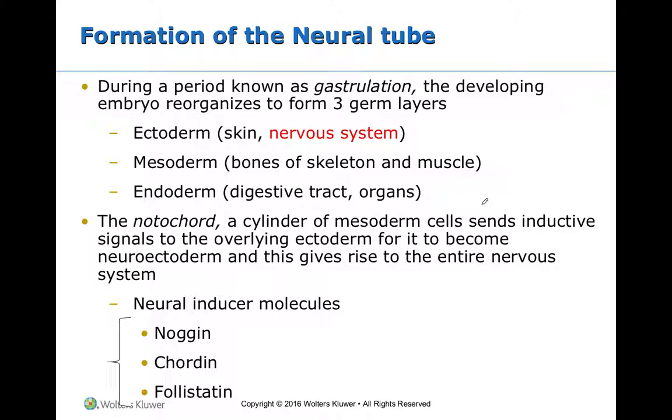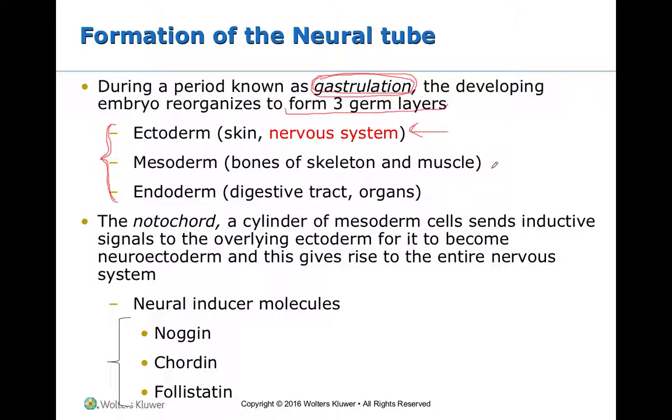So during the period known as gastrulation, this is an important period. Without gastrulation, you do not exist. The developing embryo will reorganize to form 3 germ layers. This forms the ectoderm, which will give rise to the skin and nervous system. This will be important to know. Mesoderm, which is the bones of the skeleton and muscle, and endoderm, our digestive tract and organs. So during the period of gastrulation, the developing embryo reorganizes into these layers. These layers are what make you, right?